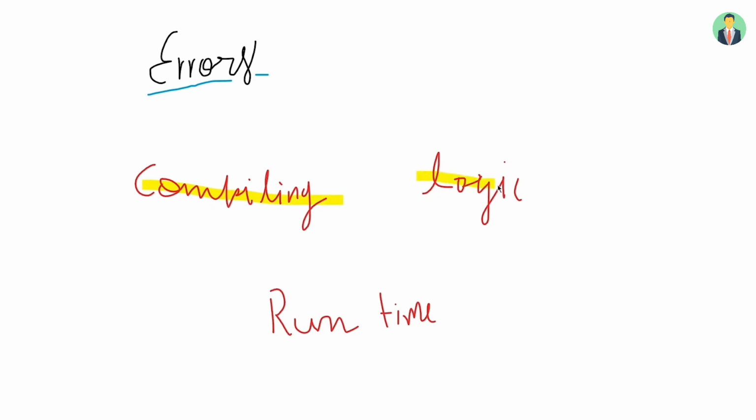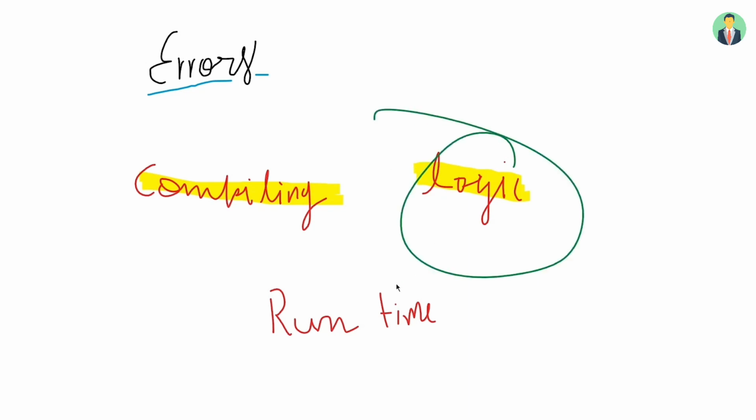Then we have logical errors. These are errors in your logic. Let's say you made a calculator, but the answer which it returns is wrong. That is your logic which is messing up.